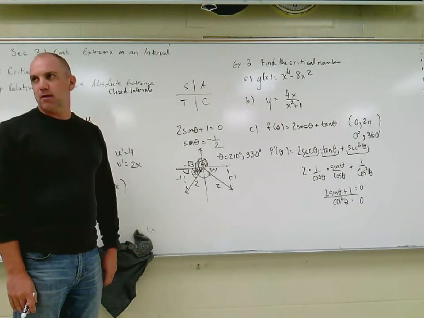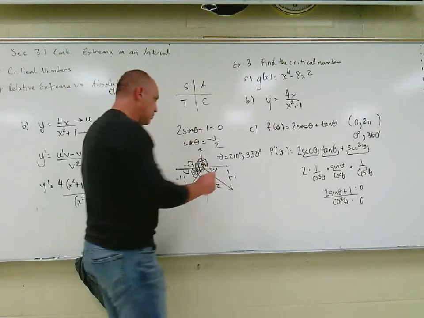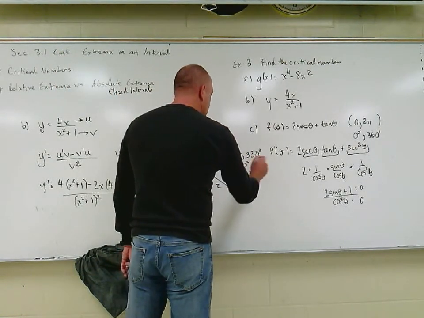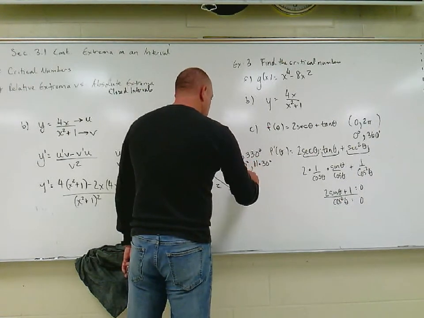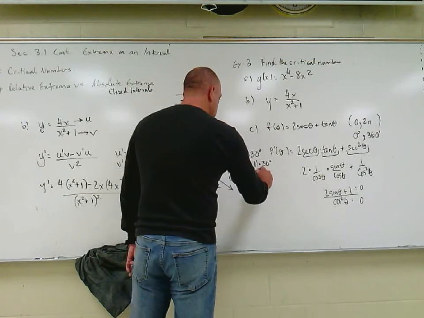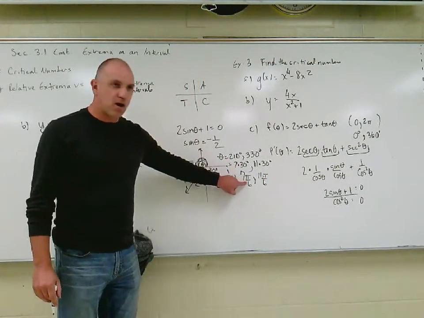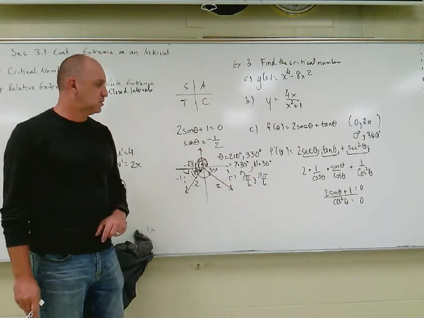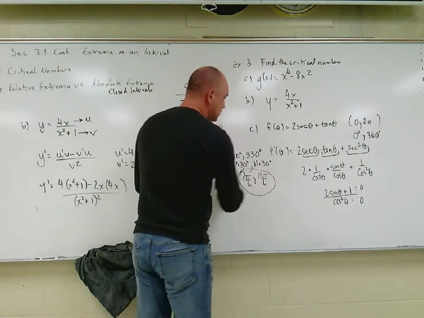How do I convert to radians? I'll tell you what I do. 210 is the same as 7 times 30 degrees. 330 is the same as 11 times 30. And I know 30 is pi over 6 in radians. And that's how I convert to radians. 30 degrees is pi over 6. So 7 times 30 is the same as 7 pi over 6. That's the easiest way to convert to radians. So there's two of my critical numbers.